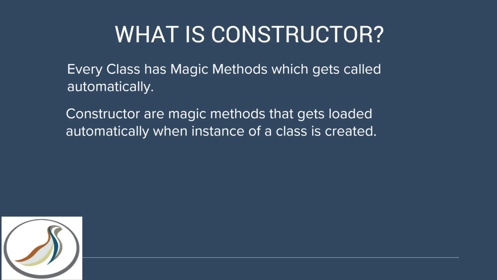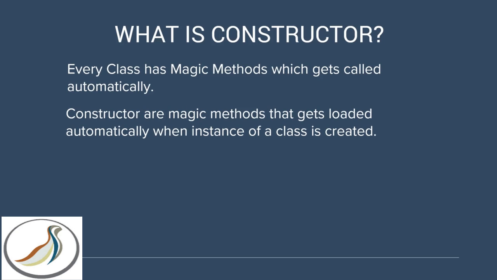So constructors are basically magic methods which get loaded automatically when the instance of a class is created. So this line where you write $object is equal to new class name, that's when the constructors are executed. And constructors are magic methods which are predefined and available in your program. You can try to write it, and when you write it you don't have to call it specifically. It's automatically called by PHP when the instance of a class is created. So you have to remember this.